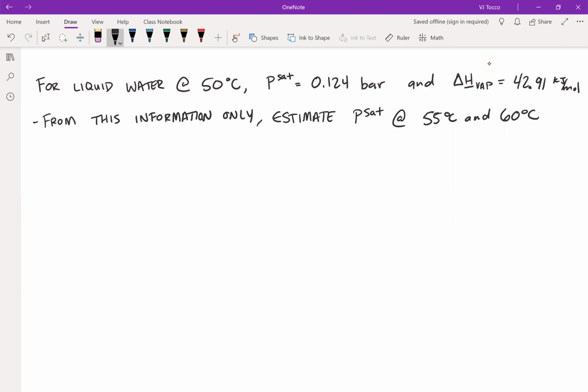This statement tells us that at 50 C and 0.124 bar, we have equilibrium. An equivalent statement would be that at a pressure of 0.124 bar, the boiling point of water is 50 C. That's saying the same thing. Therefore, at this temperature and pressure, we know that equilibrium exists, and we can apply our equilibrium criterion. So at 50 C and 0.124 bar, the Gibbs energy of the vapor will be equal to the Gibbs free energy of the liquid.